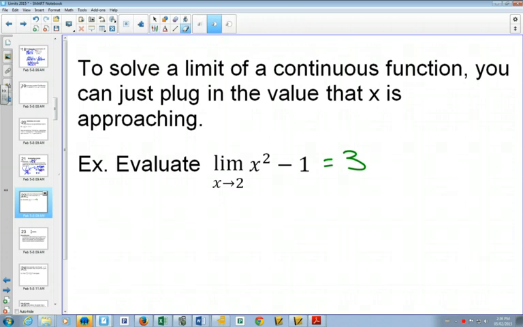If you were showing your work for this one on a test and you wanted to show a lot of work, because I mean you could do that one in your head, but limit as x goes to 2 of x squared minus 1, as soon as you decide to plug in the value, you don't write limit anymore.